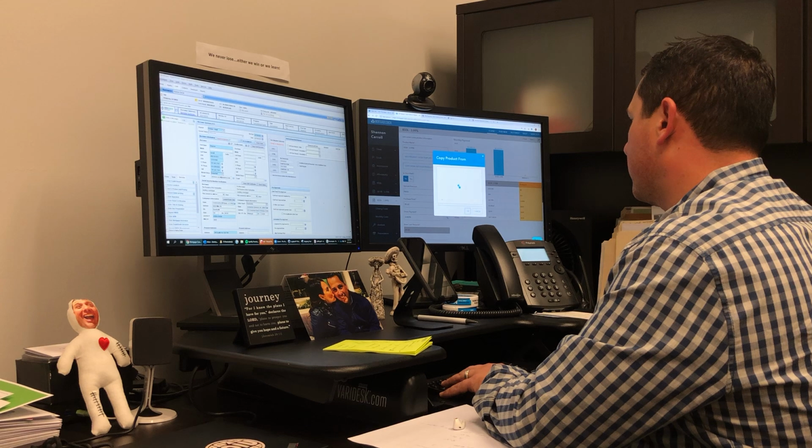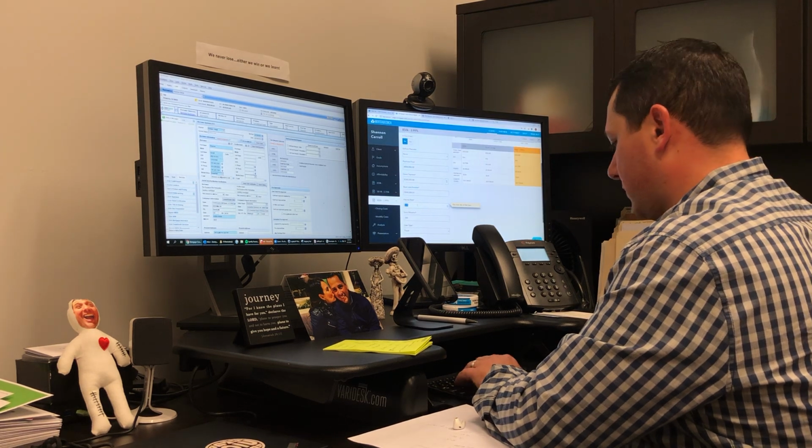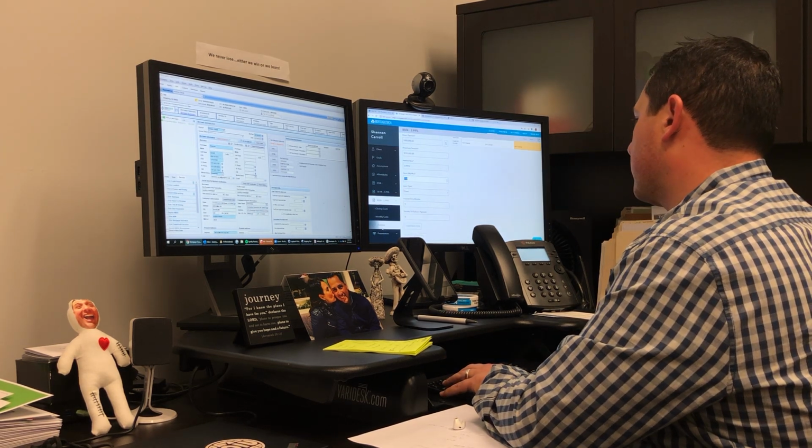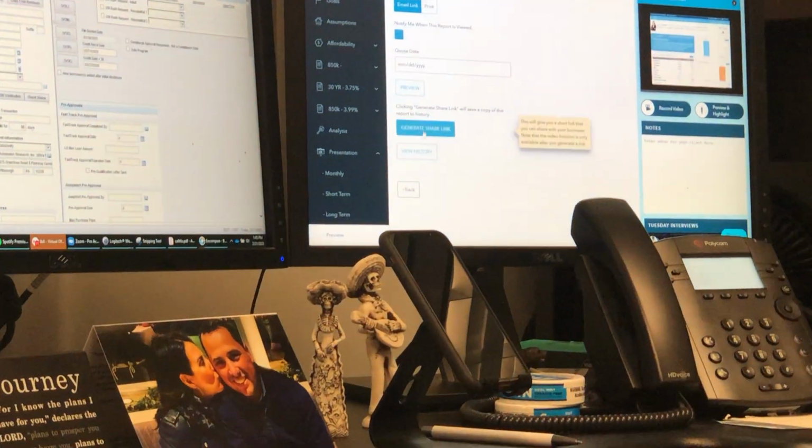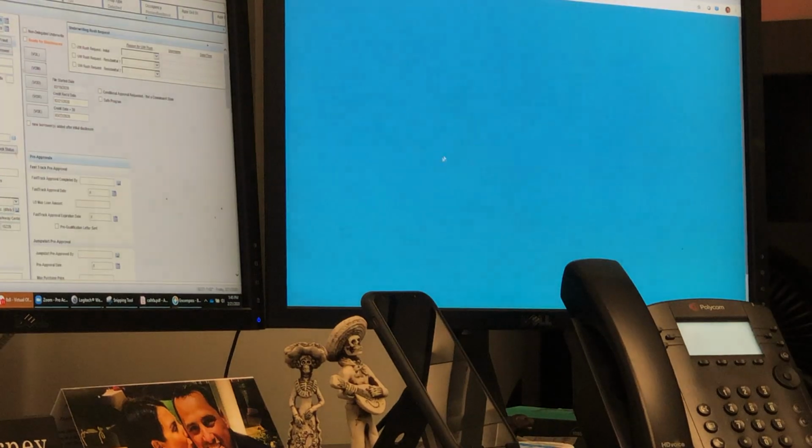Got it. Takes a minute. What is Optimal Blue? I've seen Optimal Blue through Nations Direct, actually. That's the only time I've ever seen it. But what do you use? Either Calvary or UWM's.